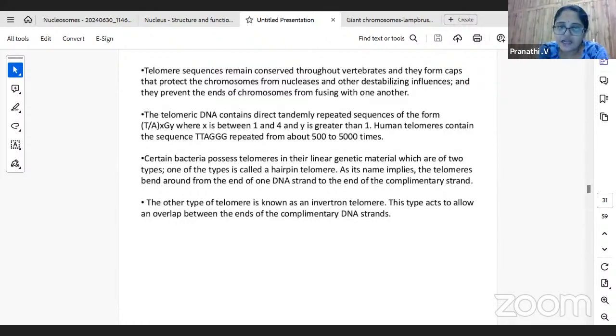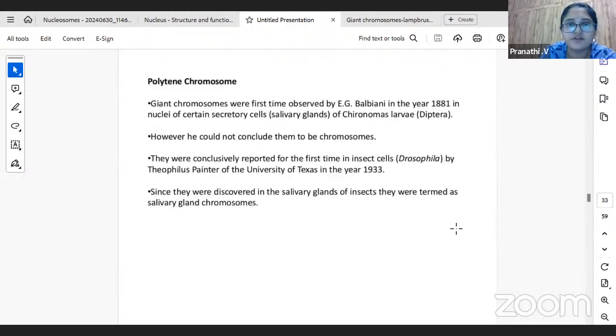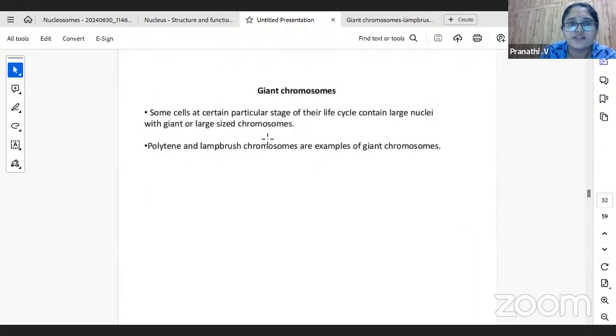And certain bacteria have telomeres in the linear genetic material, and they are of two types again. Hairpin telomere, that is, they have a hairpin loop or bend at one end of the DNA strand that is complementary to the other DNA strand. And the other type is the invertron telomere, and this allows an overlap between the complementary DNA strands. Now, this is one thing.